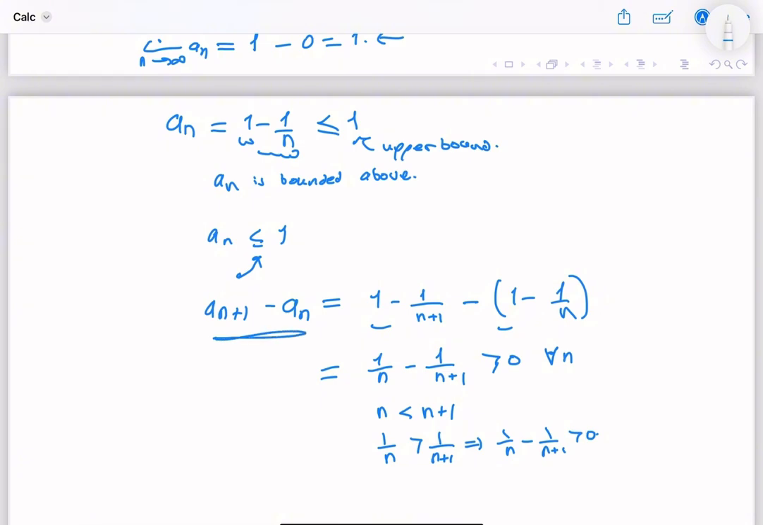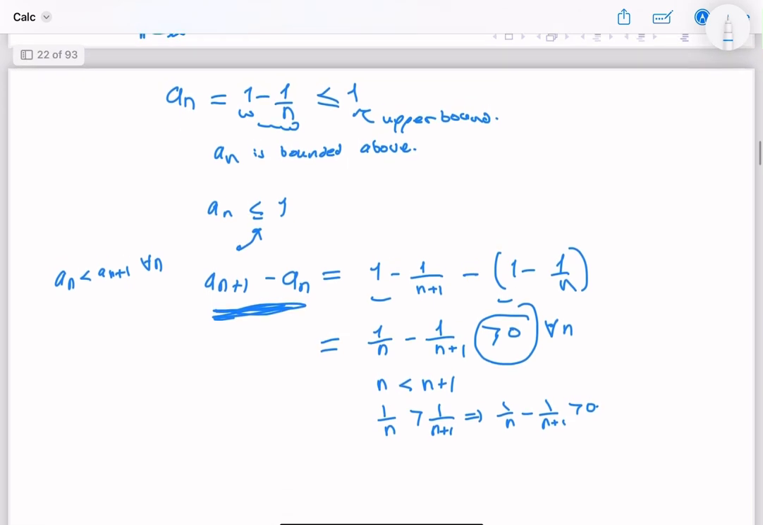And this is the equivalent way of saying that a_n is less than a_{n+1} for every n. So this is one way to prove that a sequence is increasing, and the other way is to look at the difference and prove it's positive, right? So we just proved that the sequence is increasing and it's bounded above, and hence by the monotone sequence theorem, it's convergent.